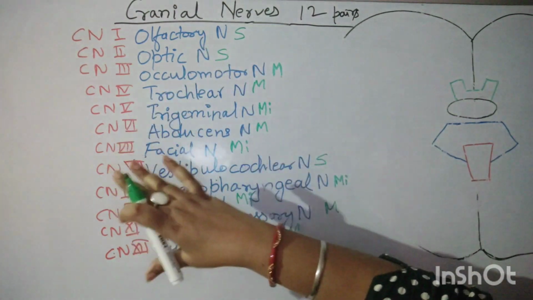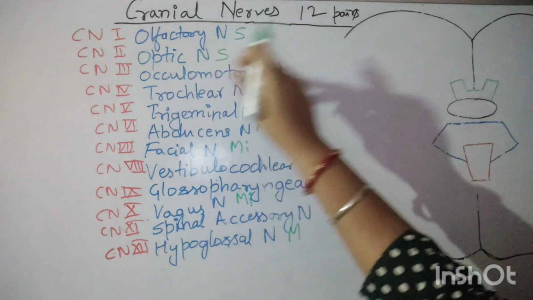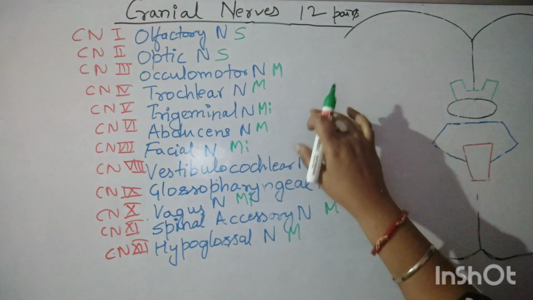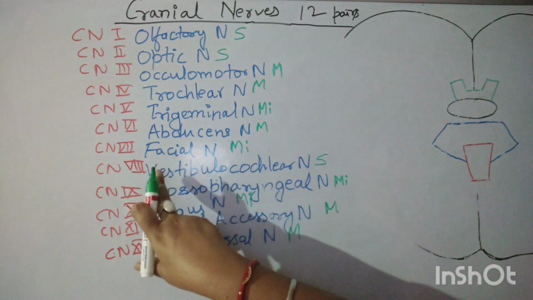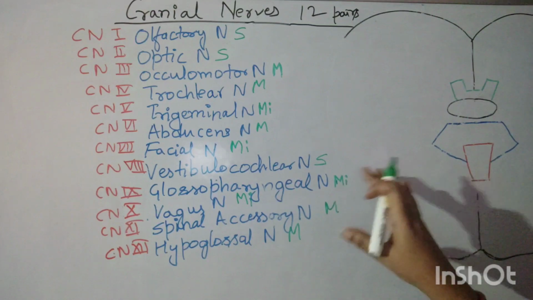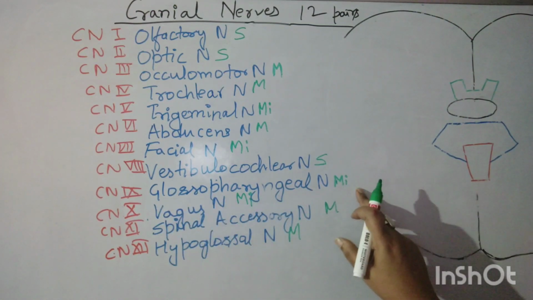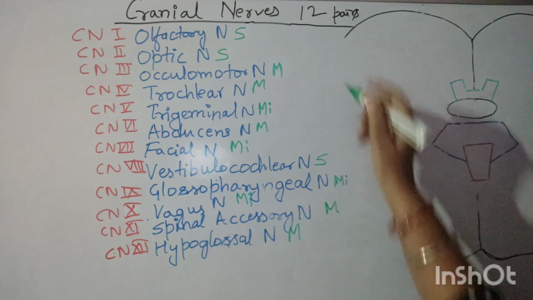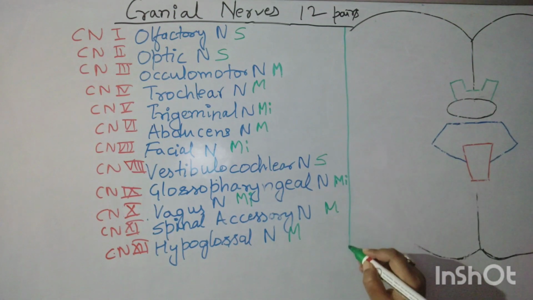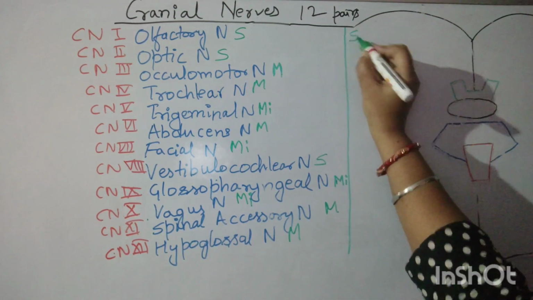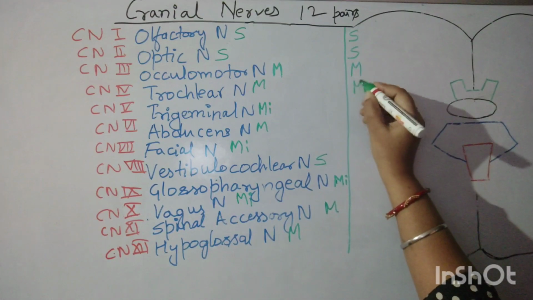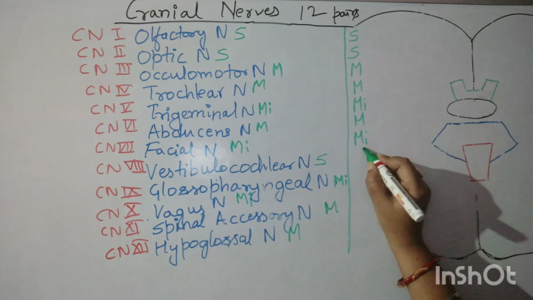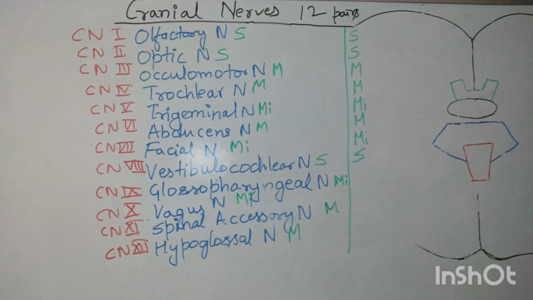So we have learned till now: olfactory is sensory, optic is sensory, oculomotor is motor, trochlear is motor, trigeminal is mixed, abducens is motor, facial is mixed, vestibulocochlear is sensory, glossopharyngeal is mixed, vagus nerve is mixed, spinal accessory nerve is motor, hypoglossal is motor. So you can easily remember like this as I learn: sa, sa, ma, mi, ma, mi, sa. This is a mnemonic. It's easy for me to learn like this.